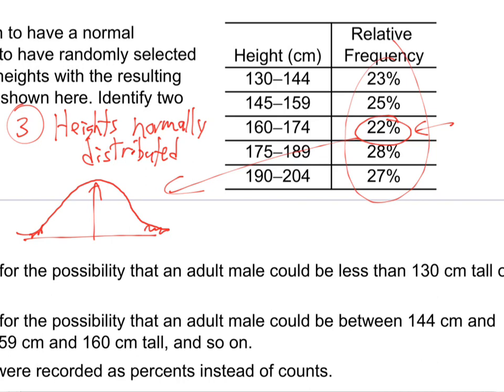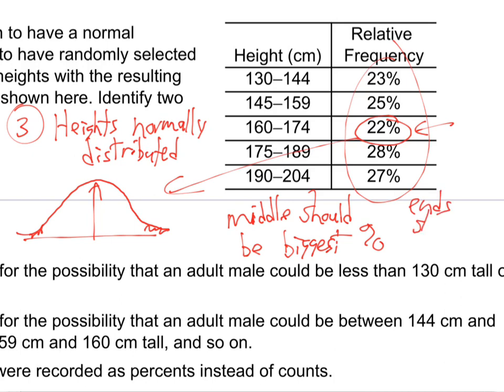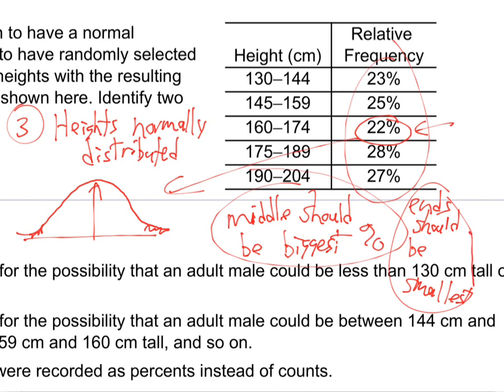Let me be more clear and just write out what I'm saying. The middle should be the biggest percent, shouldn't it? The middle should be the biggest, and the ends should be the smallest. Right? The middle should be the biggest, and the ends should be the smallest. That's what the bell curve says. It's a small percentage for really tall people, really short people.